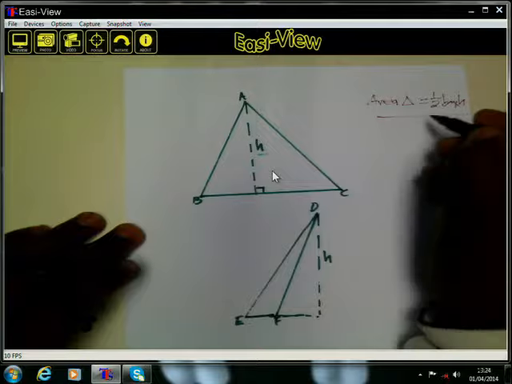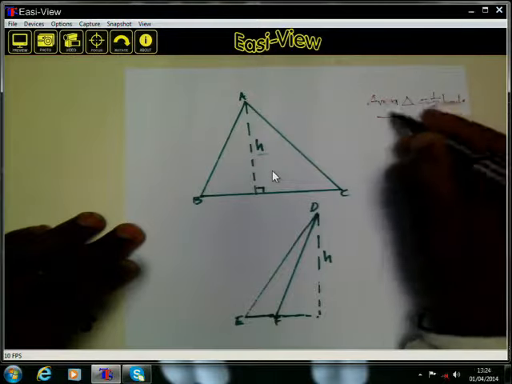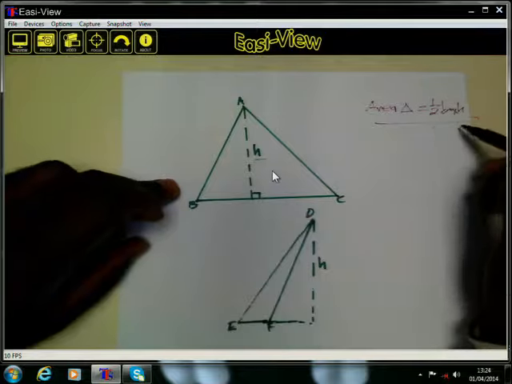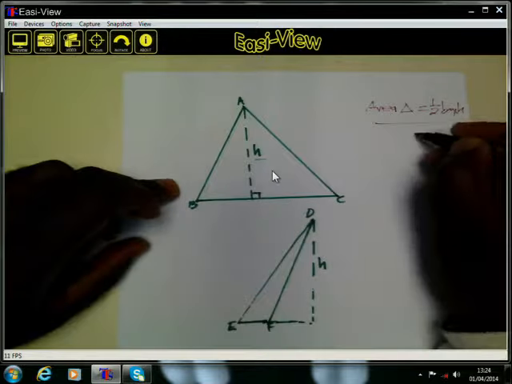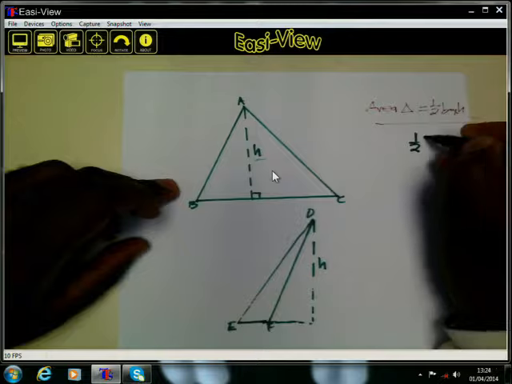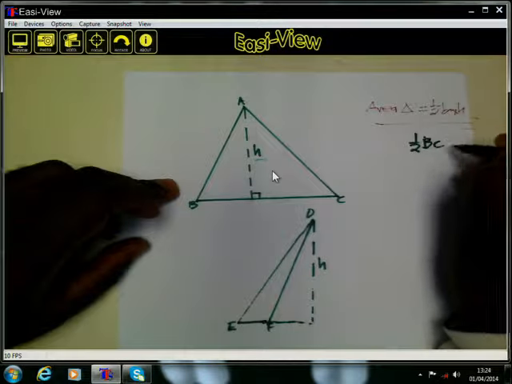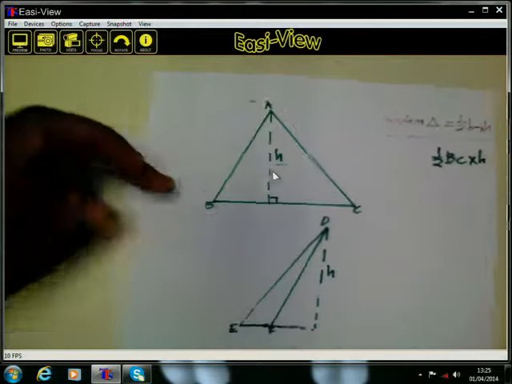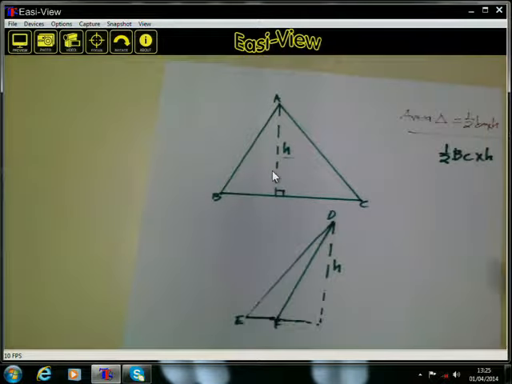Now, if we are going to determine the area of this triangle in terms of the formula, it's going to be half BC multiplied by the height, which is our perpendicular height. Fine. That was the first triangle that we have gone through.